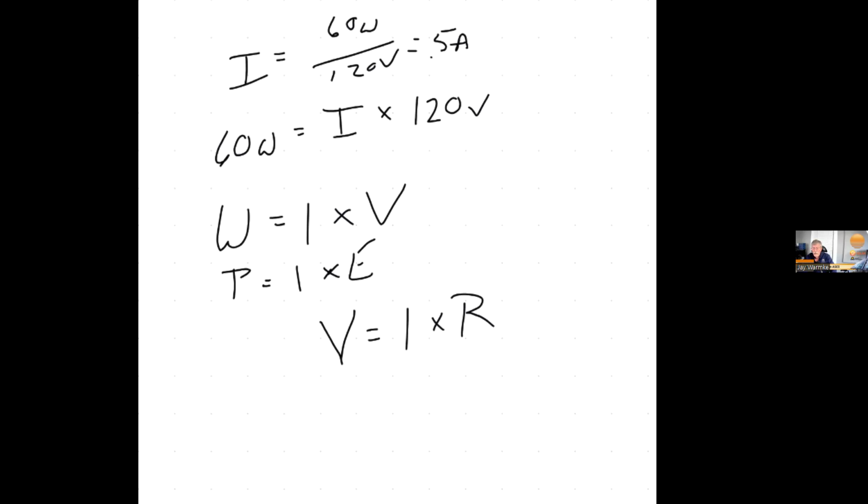And where we bring it into play is when we do voltage drop.